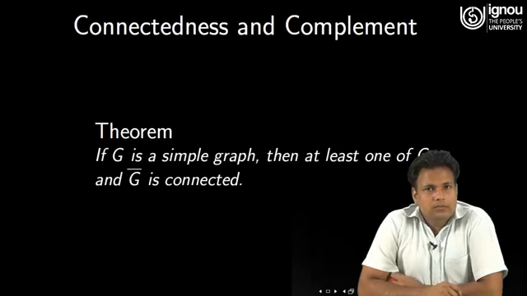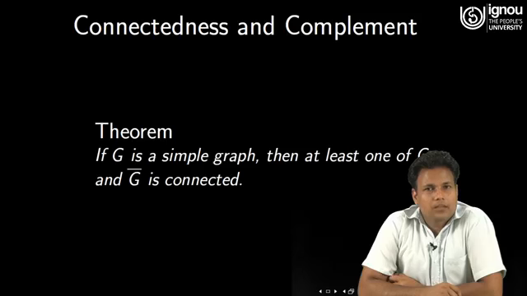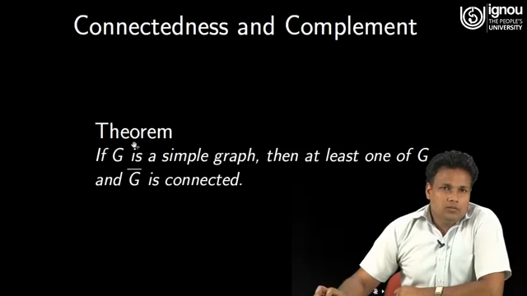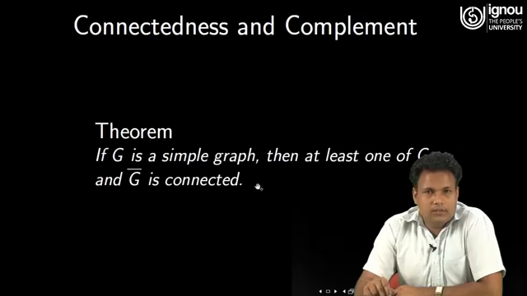Now, we come to the concept of connectedness and how it is related to the complement. You know that a graph is connected if for any two vertices of it there exists a path that joins them, right. So, in this regard we have a result. If G is a simple graph, then at least one of G and G bar is connected. In other words, both G and G bar cannot be disconnected. Before we prove it, let us look at some examples.